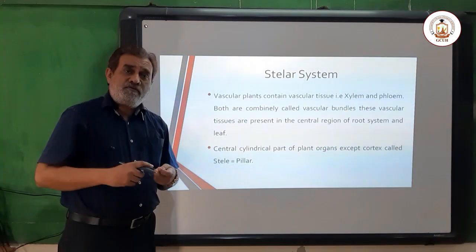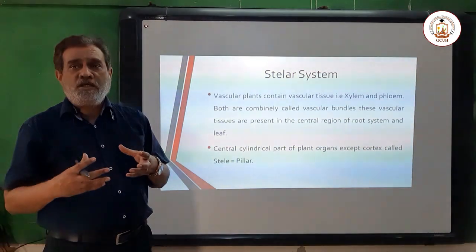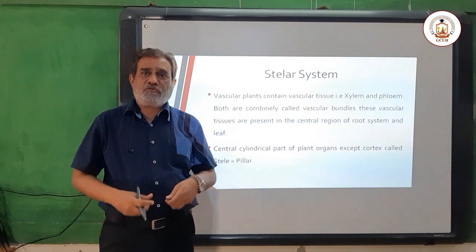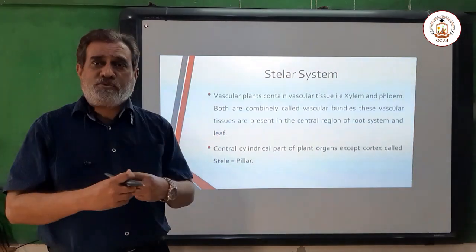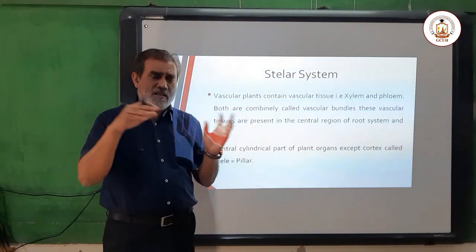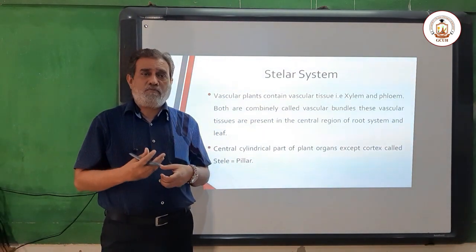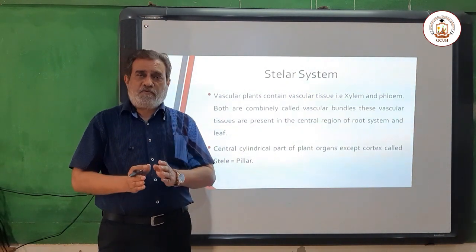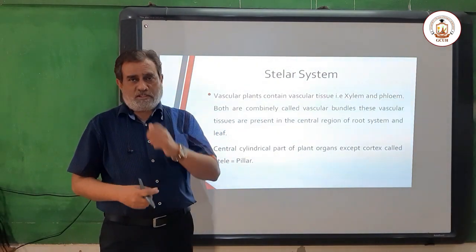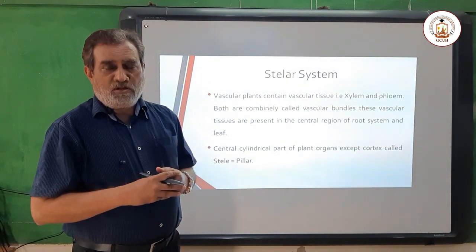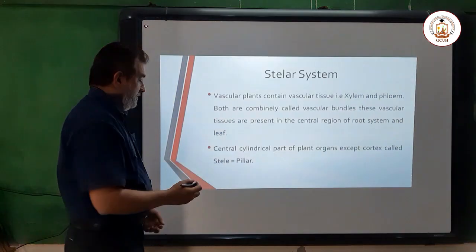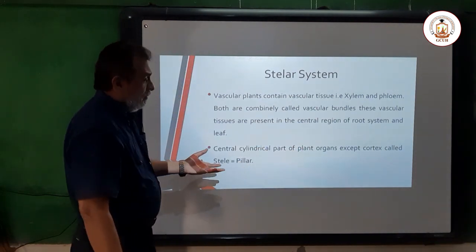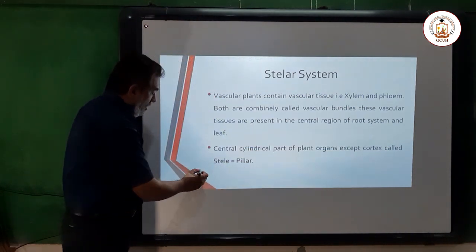Then we have the pericycle, the outer region of the stele. The pericycle is usually made up of parenchymatous tissues, or sometimes of sclerenchymatous tissues, the hard, dead, lignified cells. Inside it we have xylem, phloem, or sometimes parenchymatous tissues, which form the ground tissues. If present in the center, it is called pith. If present at the sides, between the vascular bundles, they are called medullary rays. So we can say that the central part of the plant organ, except the cortex, is called the stele.